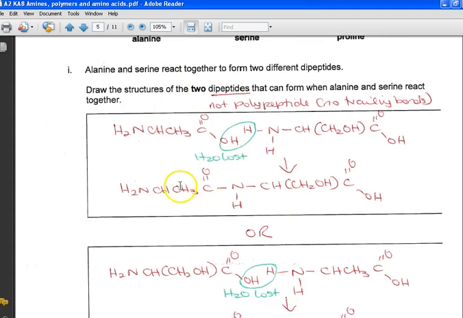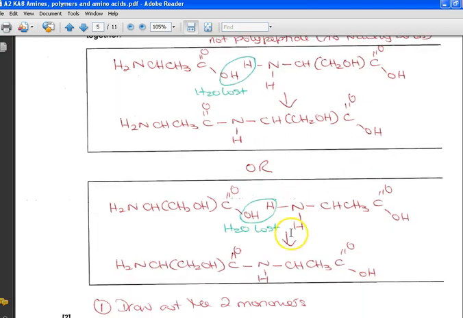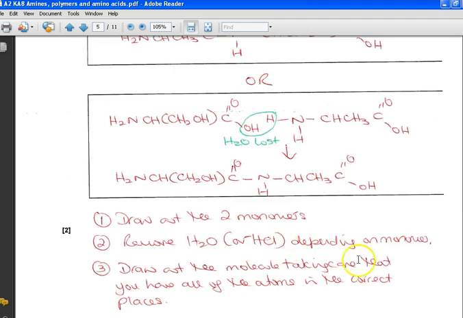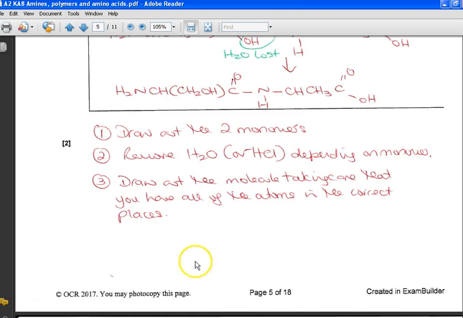Okay, so again, you're just taking these two structures here, recognizing where you're losing the water, and then joining them together, and then swapping them round and getting the same condensation polymer. I've just listed here the approach you should take. Draw out your monomers. If you're not sure, take off the water or the HCl, depending on what it is, and then join the two molecules together. Depending on what you've been asked for, you either show trailing bonds or you don't. In this case, you don't.